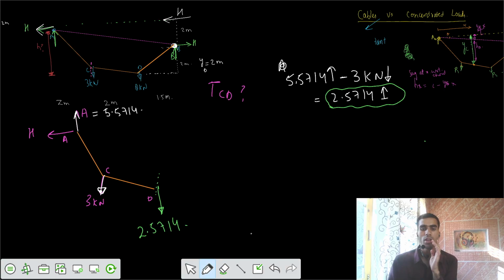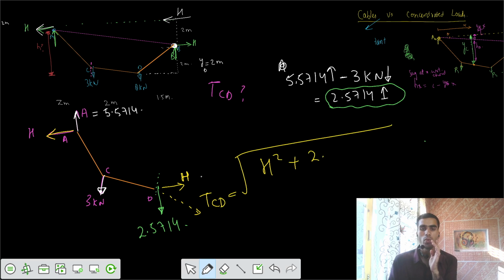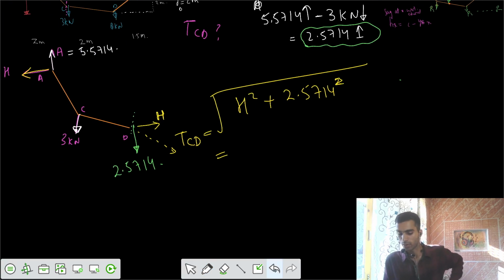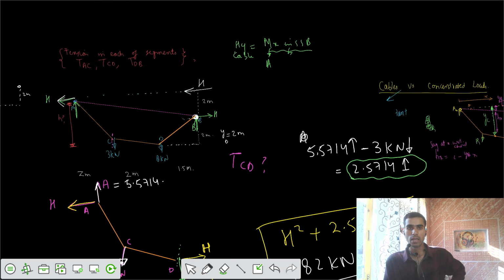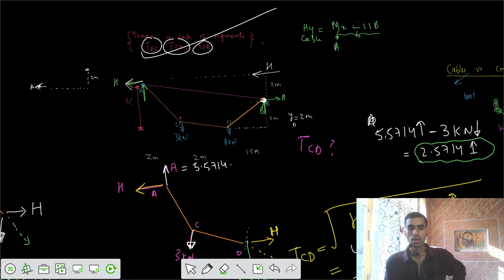And by summation of Fx equals 0, there's only one horizontal here. That means here the internal force developed would also be H, and there would be some resultant that we can call TCD. That's the root of H square plus 2.5714 square, and that equals 4.82 kilonewton. So we got all those three forces. We need to get the tension in all those segments. And one more problem was that to get that sag H, we need to get this dimension of H. What is this dimension of H? Can you get this value?